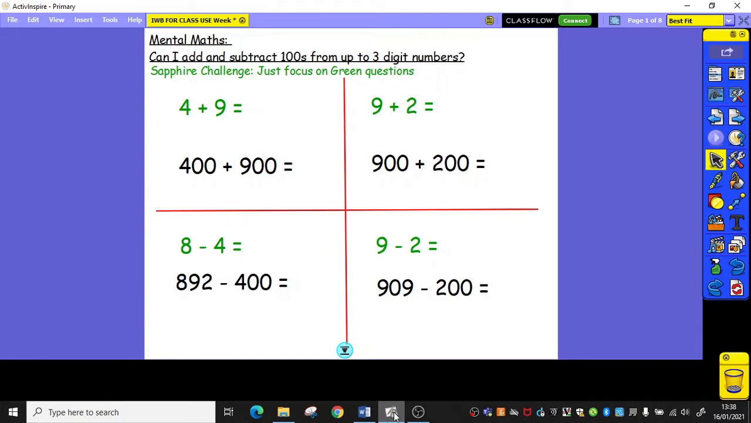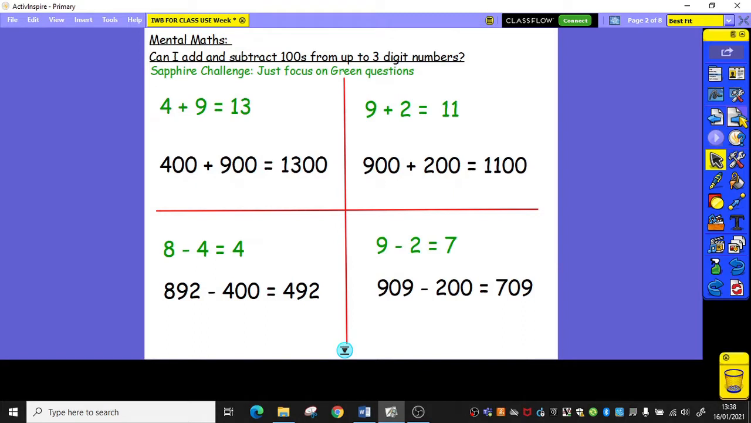I'd like you to look at the mental arithmetic questions on the page in front of you and pause the video to have a go. Welcome back, Year 4. I'm just going to reveal the questions and the answers to you now, and I'd like you to mark what you have done, please.